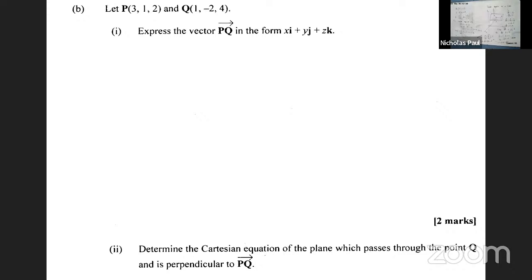I just get PQ again. Well, to be specific, PO plus OQ. And then we'll use it to find the next part, to touch the new topic that we do.